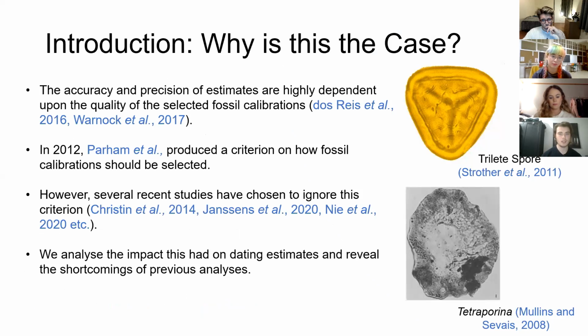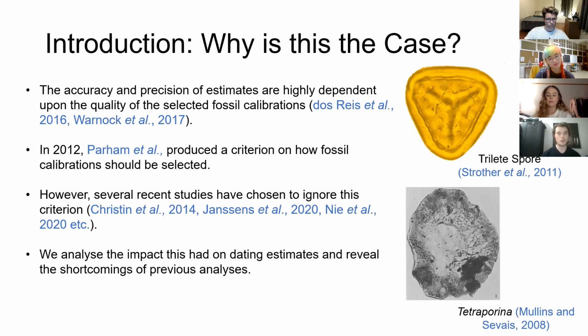So why is this the case? Well, as I just highlighted, the quality of the fossil calibrations and how well we understand the fossil record is one of the key contributing factors as to how old we estimate the species to be. For instance, trilete spores and Tetraporina, two classically used calibrations within the analysis of green plants, have since been replaced by different calibrations, as these ones are seen as obsolete and too old for what we have for current estimates.